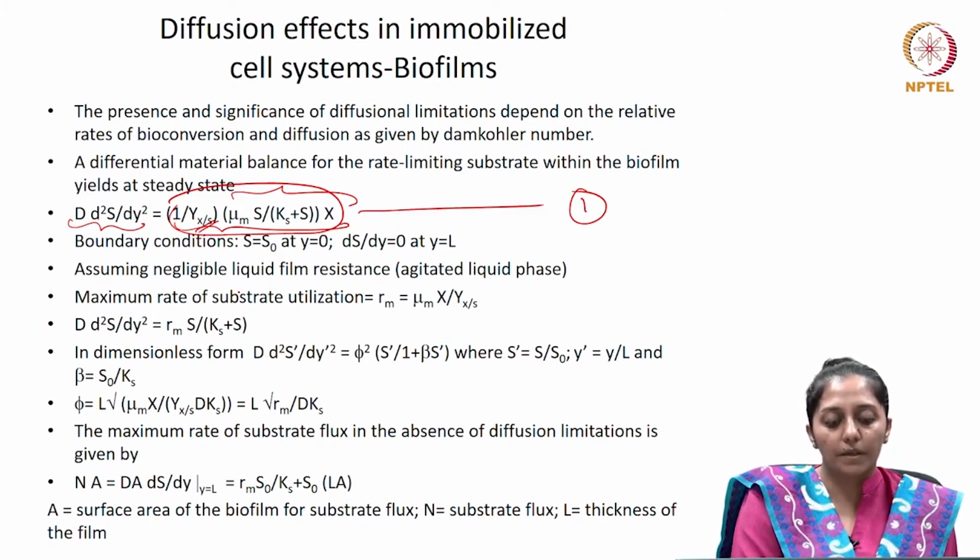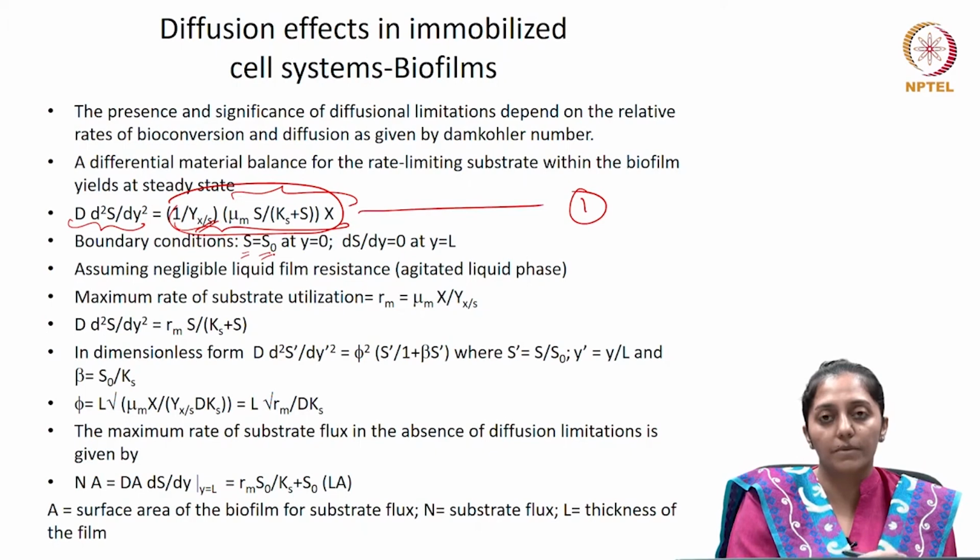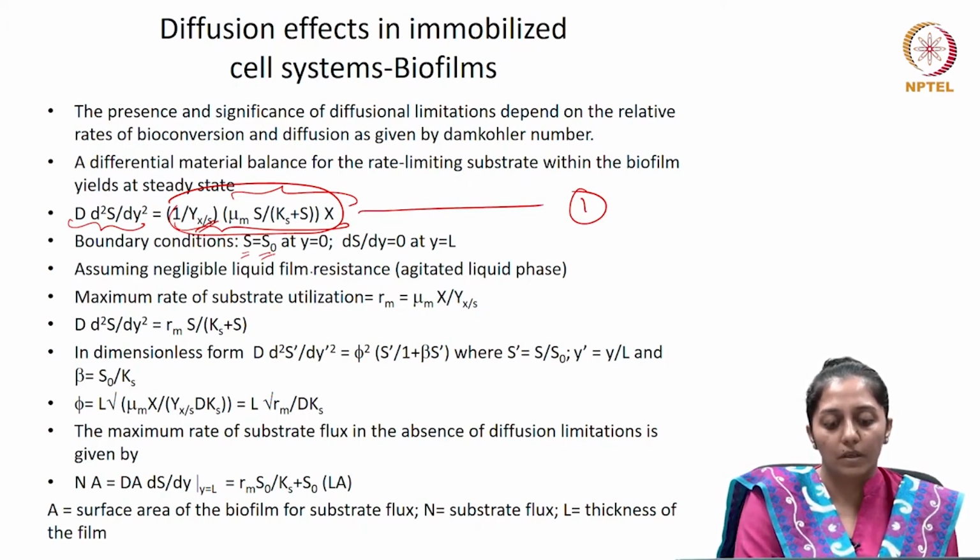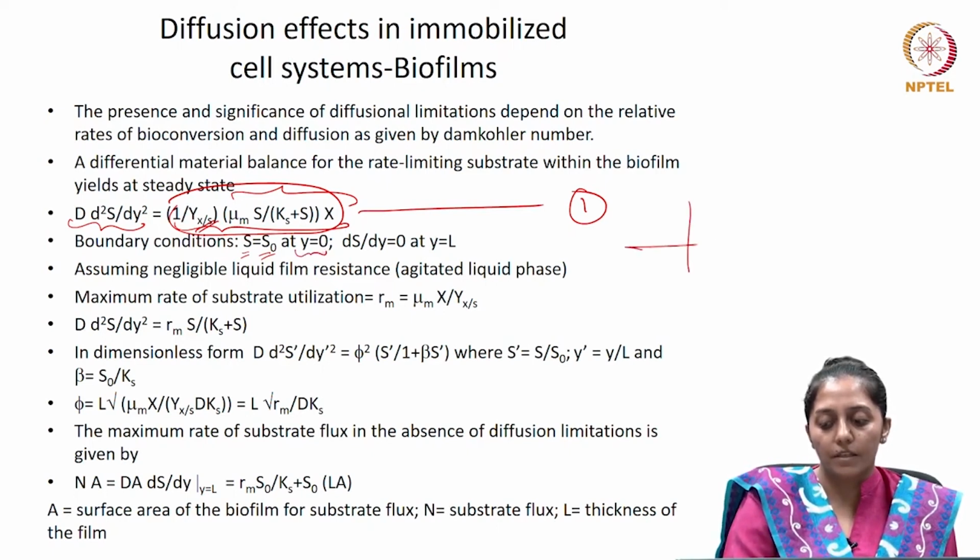What can be the boundary conditions? Let us assume that at the surface of this biofilm, the substrate concentration is S_0, which is your bulk substrate concentration, and the distance axis starts from the surface, where y is equal to 0.